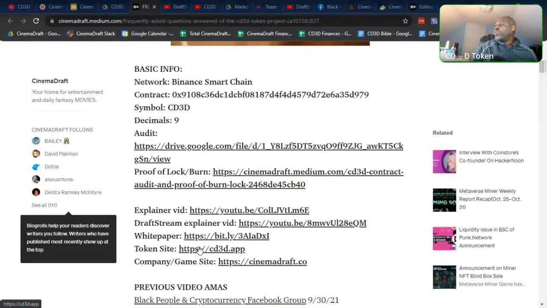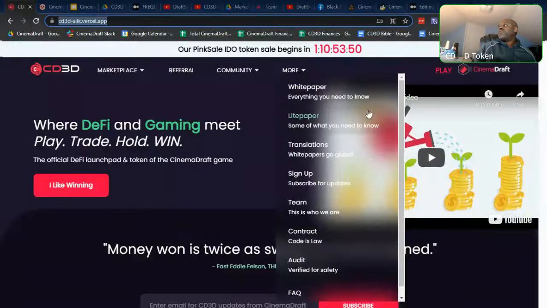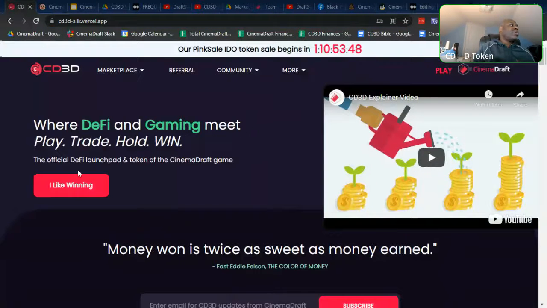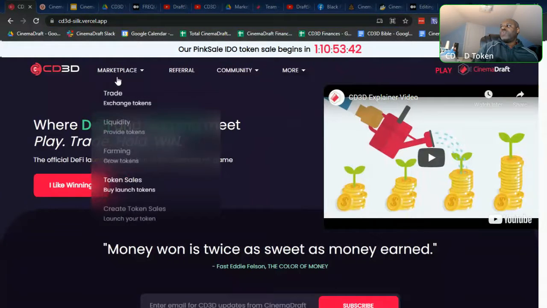Also, our token site right here, cd3d.app. And this is where we'll be building out, eventually, our decentralized exchange.